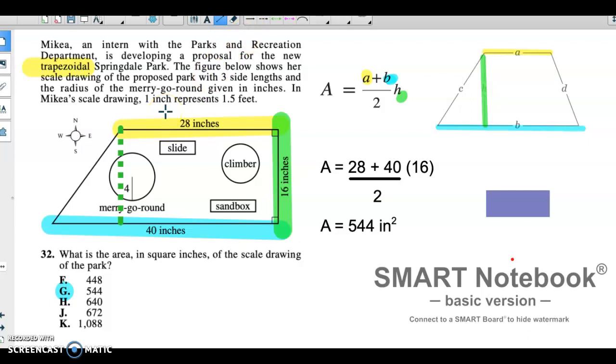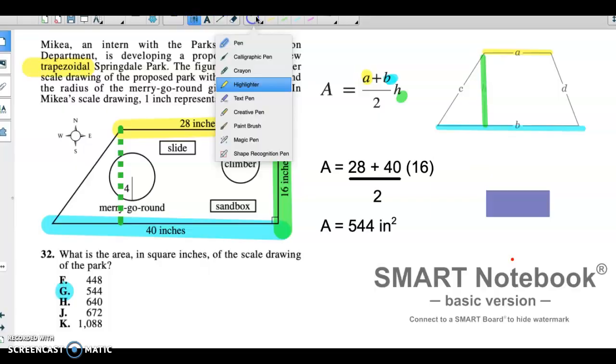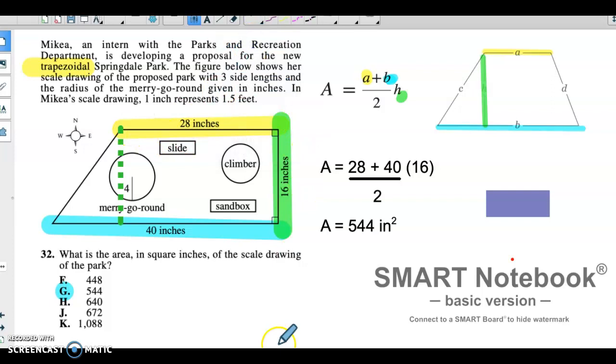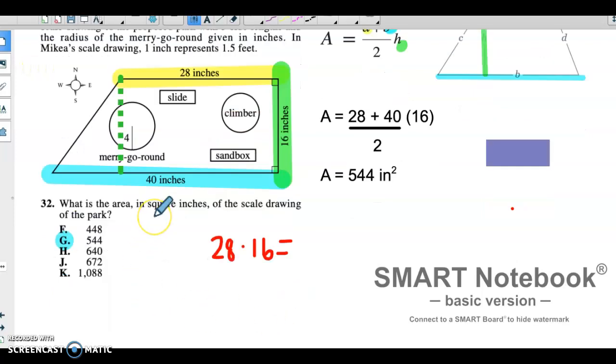So if we separated it into a rectangle, we would know to find the area of a rectangle, you do length times width. And for this rectangle, the length is 28 and the width is 16. So you would do 28 times 16 to get the area of the rectangle. Then we would have to look at this area of the triangle. So remember, the formula for area of a triangle is 1/2 base times height.